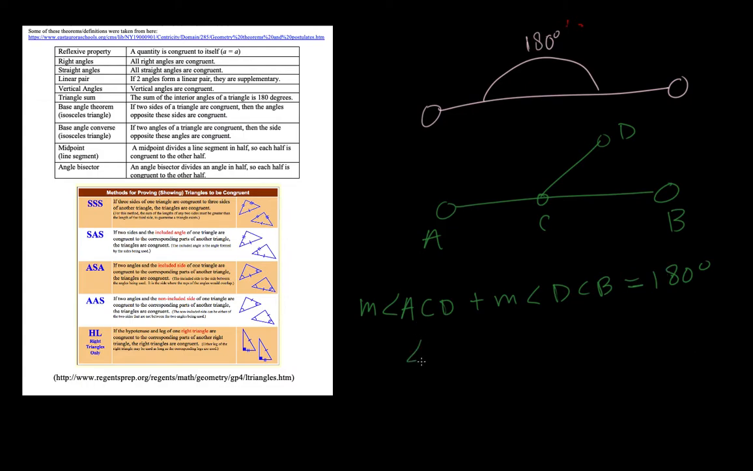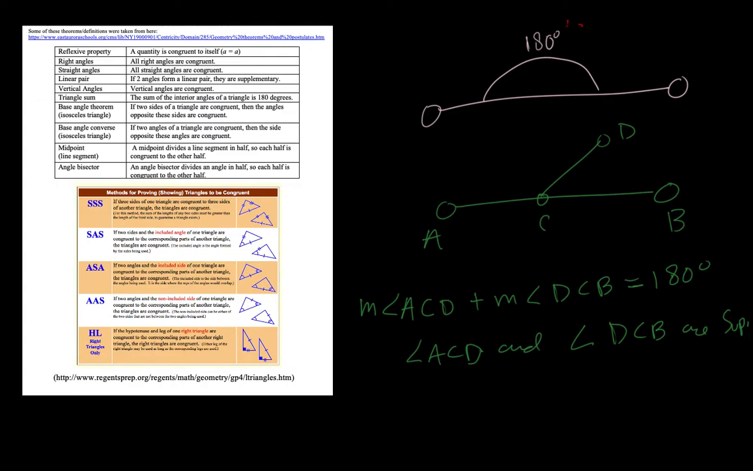We could also just say angle ACD and angle DCB are supplementary, which just means they add up to 180 degrees.